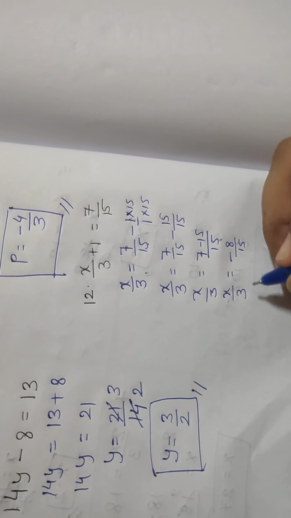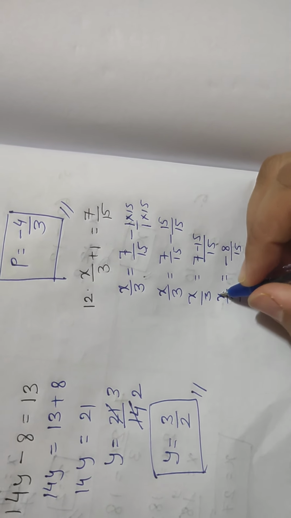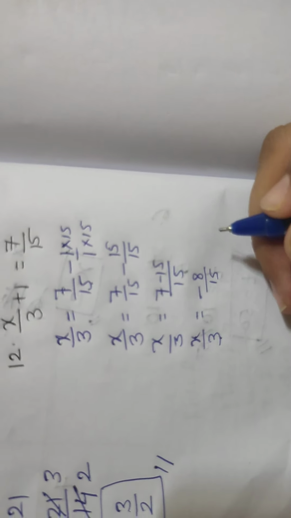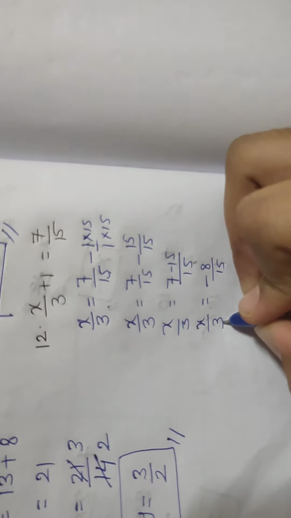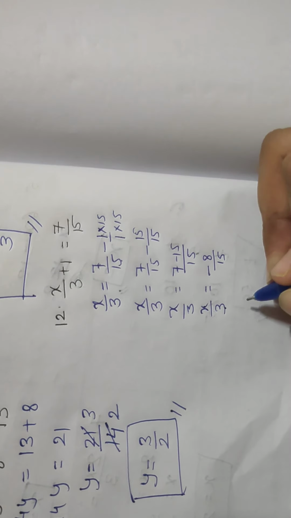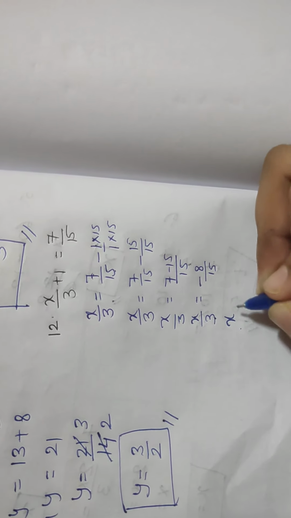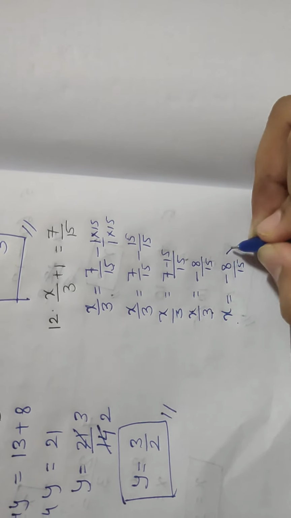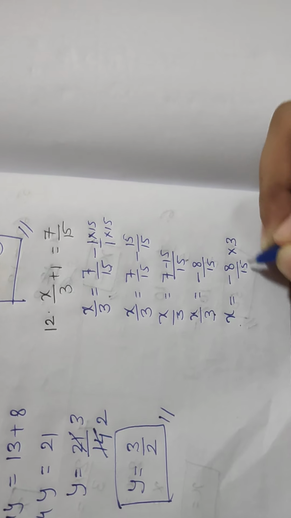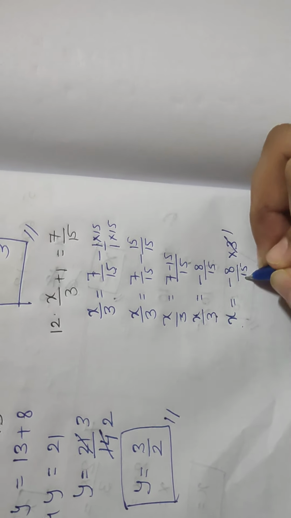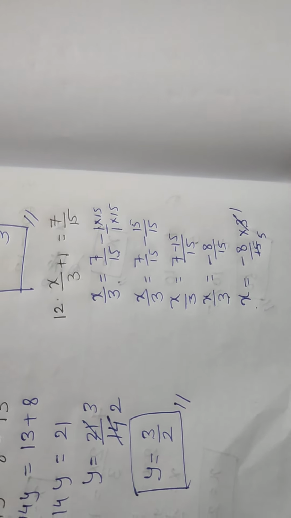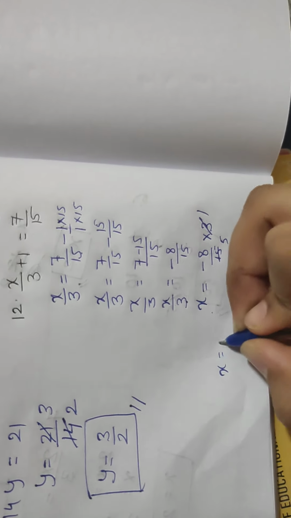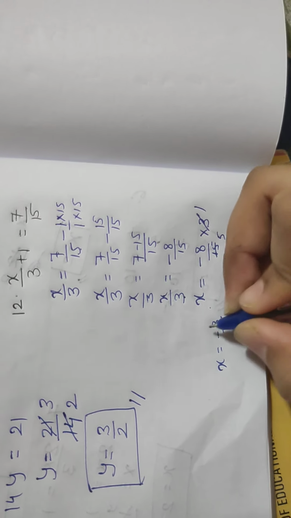But here if you see, now this 3 is divided here. We need to find out the value of x. So we have to take this 3 from this side to this side. This is divided here, so it will be multiplied over here. So it will be x is equals to minus 8 upon 15 as it is into 3. So here we can cancel this. 3 ones are 3, 3 5s are 15. So our final answer is minus 8 upon 5. So we can say x is equals to minus 8 upon 5.